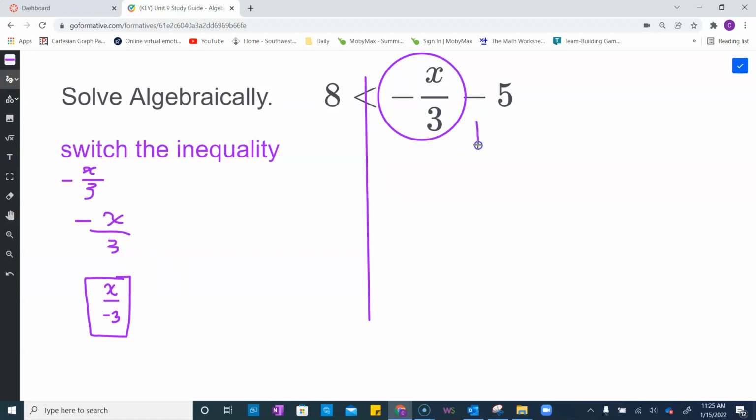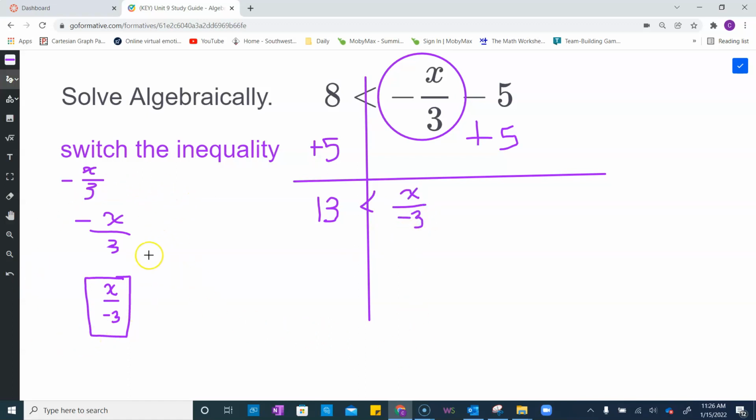I'm going to add 5 to both sides to get this term by itself and to get my solving to start happening. I'm going to draw a line here to separate my vertical math, and I get 13 is less than x over negative 3. I'm going to put the negative in the bottom. Remember, I told you those were equivalent. You can use any of those. I think this will help me the best.